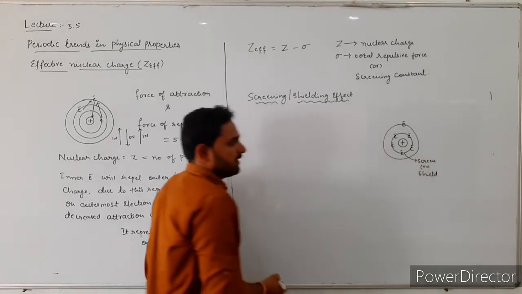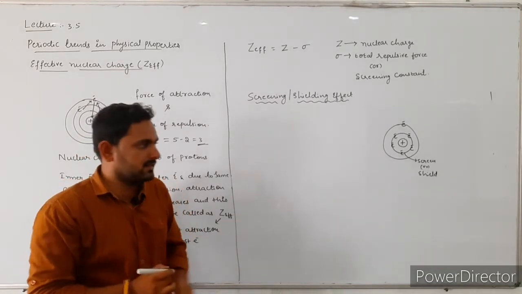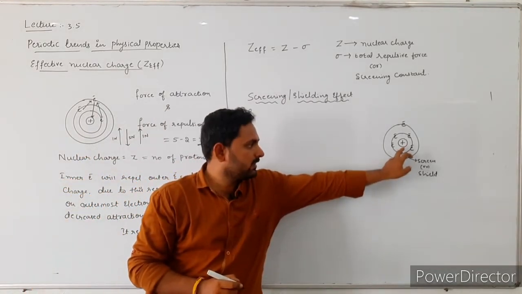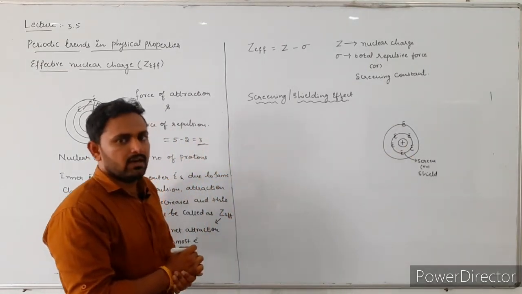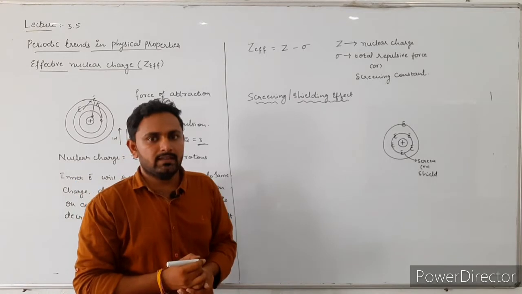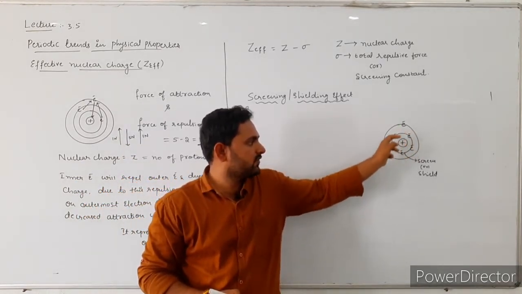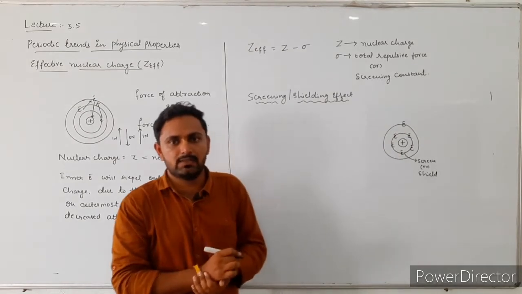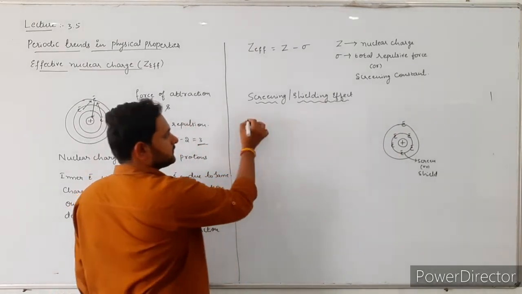The inner electrons will work as a screen or shield around the nucleus. This effect is called the screening effect. In another way, we can say that the total repulsive force due to inner shell electrons is called the shielding effect or screening effect.